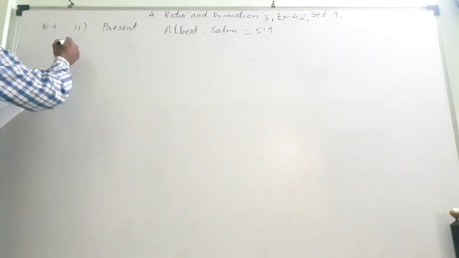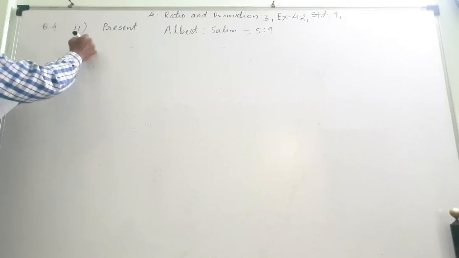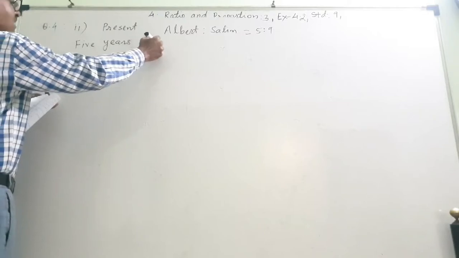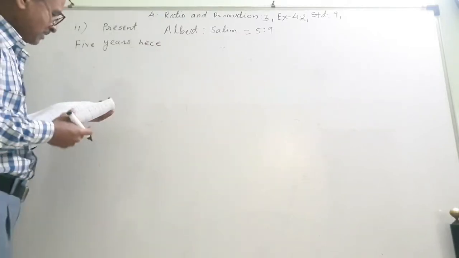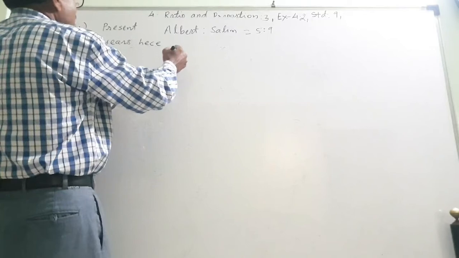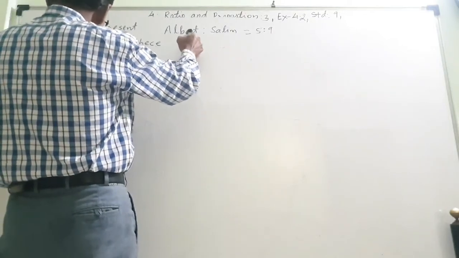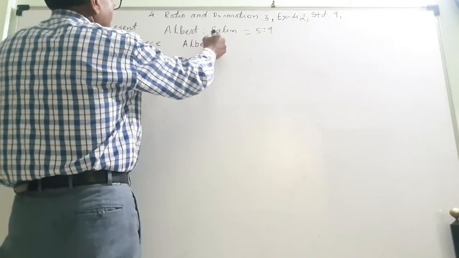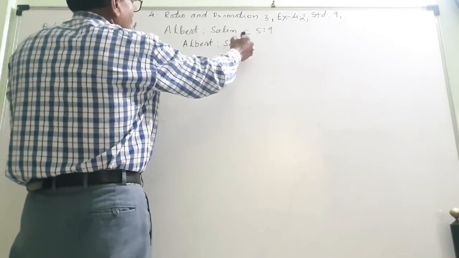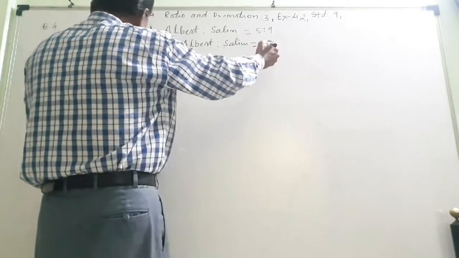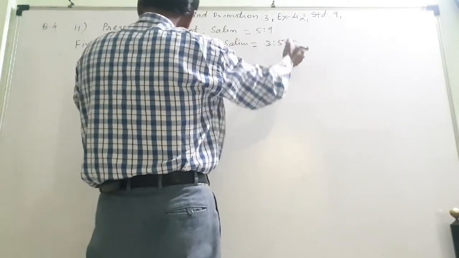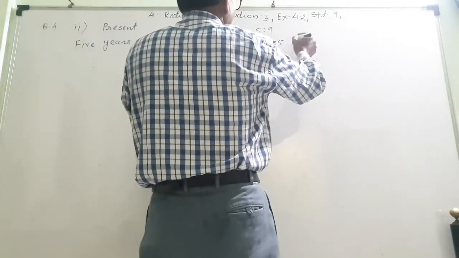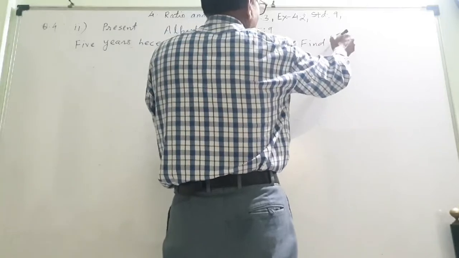5 years hence. Hence means after 5 years. Their ratio, Albert is to Salim, is equal to 3:5. Find present ages.